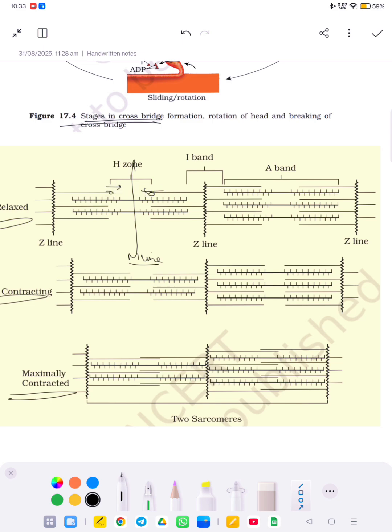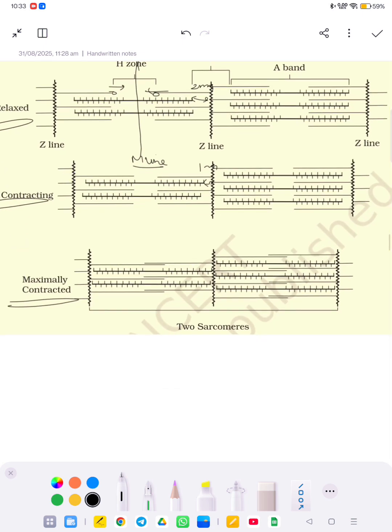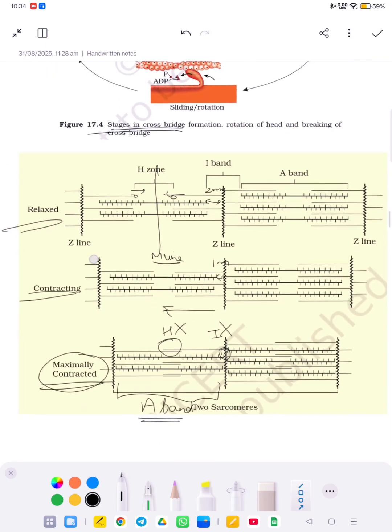So see, if we say here we have 2 mm, then here we will have a difference of 1 mm, since it has contracted. Basically, actin has slid towards the myosin. So basically this is some part of contraction. Okay, when there is maximum contraction, there won't be any I band and there won't be any H zone. There will be an absence of H zone and I band. So what will be there? There will be only A band. Okay, hope you understand. Now we will see the theory part.